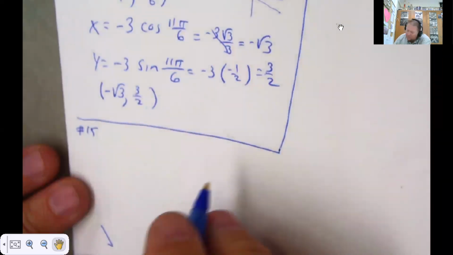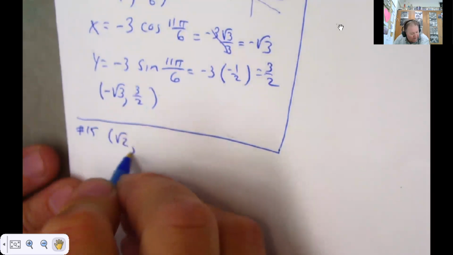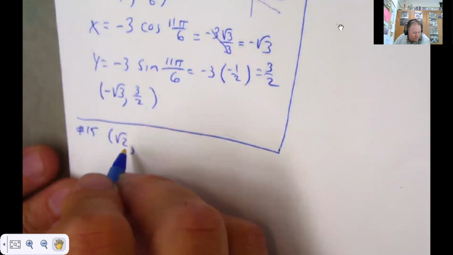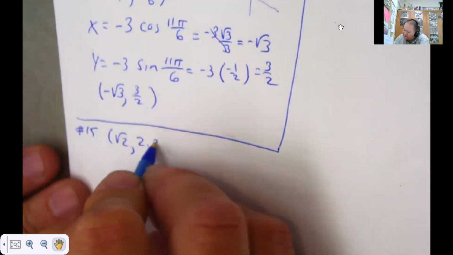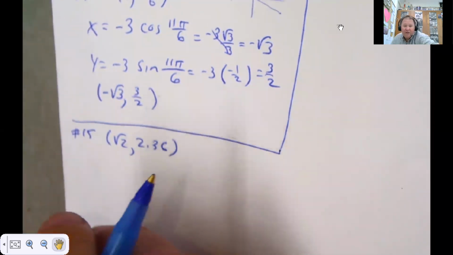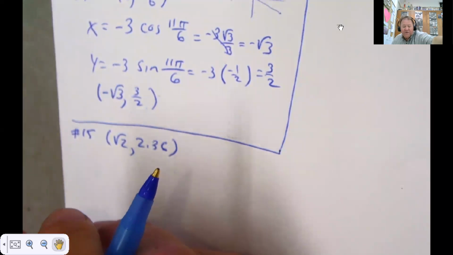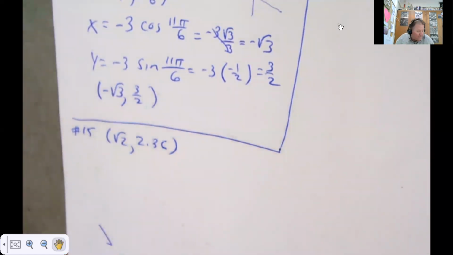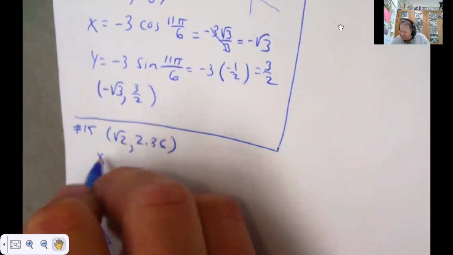Okay, next one. This is number 15, √2, comma, 2.36. Notice there is no degree symbol. That's in radians. My goodness. Certainly not a unit circle value. It is time to get a calculator. It doesn't say how many decimal points, so let's just go with 1. Now you'd better be in radian mode, but still it's the same formula.